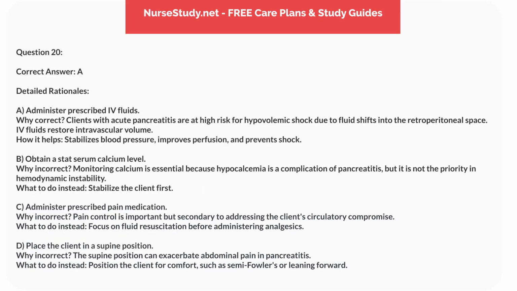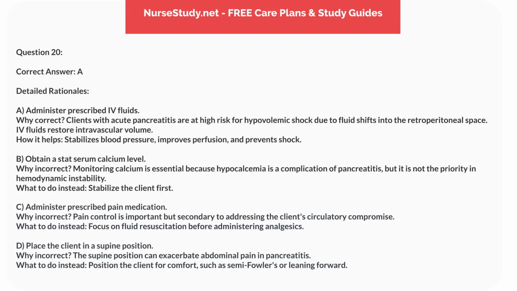Correct answer: A. Detailed rationales. A. Administer prescribed IV fluids. Why correct? Clients with acute pancreatitis are at high risk for hypovolemic shock due to fluid shifts into the retroperitoneal space. IV fluids restore intravascular volume. How it helps: stabilizes blood pressure, improves perfusion, and prevents shock.